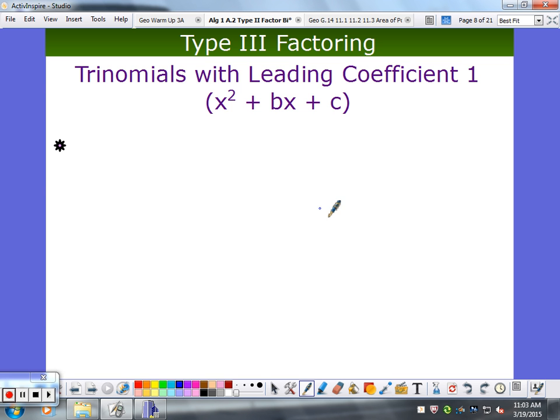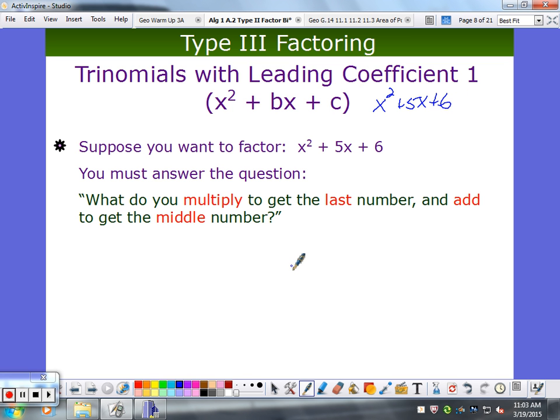Now type 3, remember how we're looking for patterns? So type 2 is perfect square minus perfect square. This pattern is, you have a trinomial that looks like x squared plus something x plus a number. So an example is x squared plus 5x plus 6, right? That fits the pattern. The leading coefficient is a 1. Okay, so if it's this pattern, you have type 3. It has 3 terms. That might help you. So here it is, x squared plus 5x plus 6.